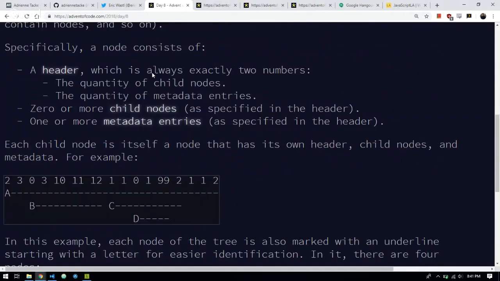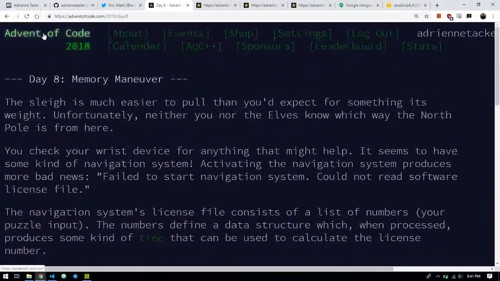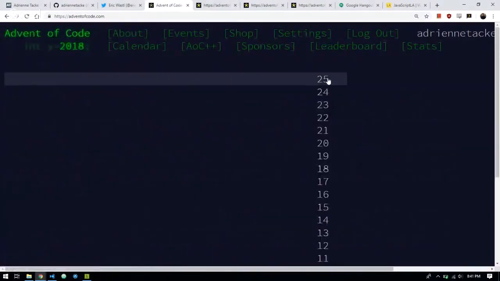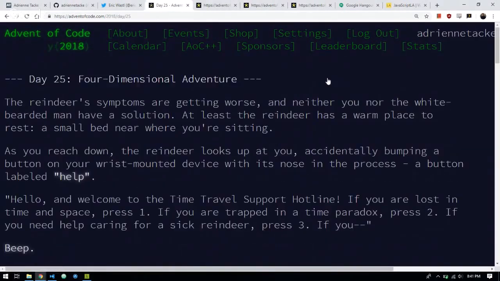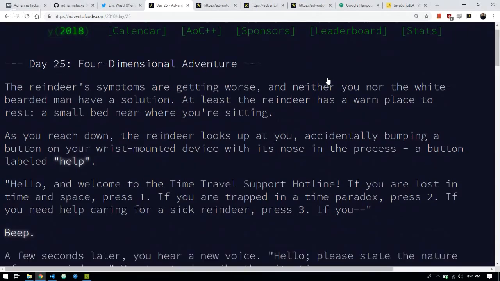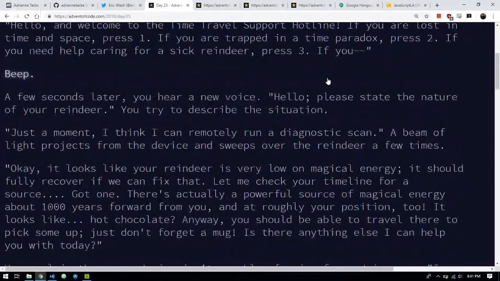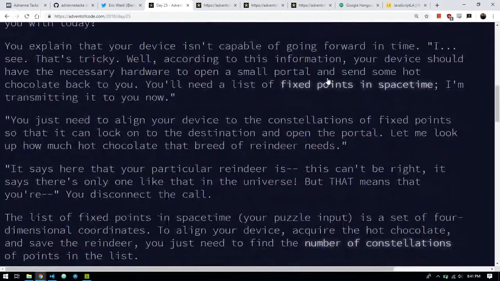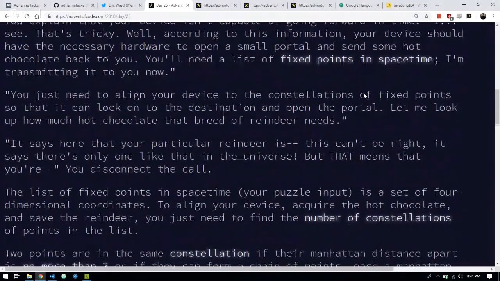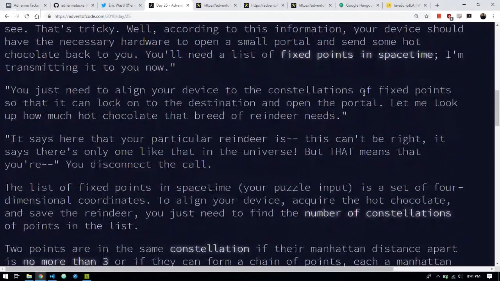I can show you what day 25 is, because I have not gone there. I don't even know, oh, it is unlocked, okay. Let's see. This is like the big hurrah. You reach to help, and it looks up at you. Story, story, story. You'll need a list of fixed points in space-time. Okay. You just need to align your device to the constellation of fixed points so that it can lock onto the destination and open the portal.